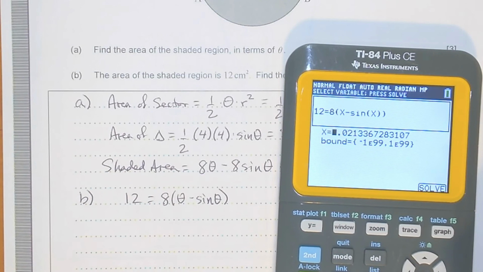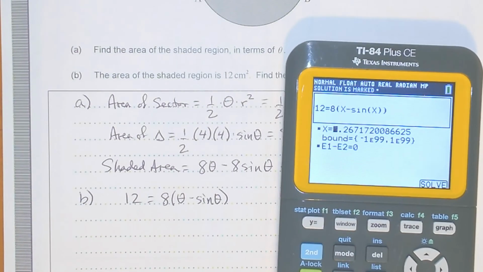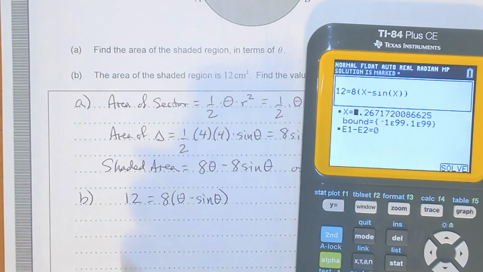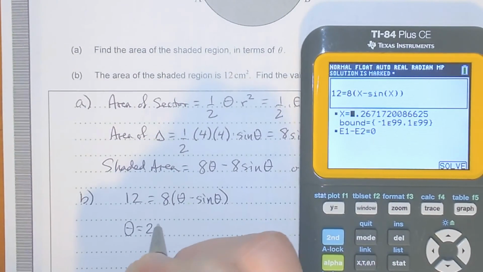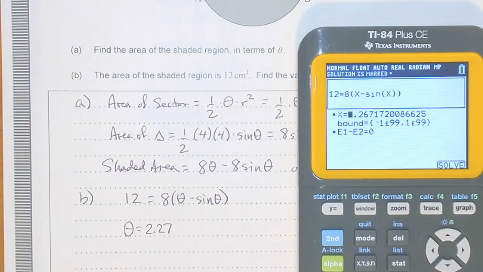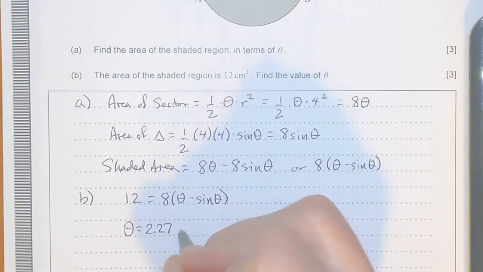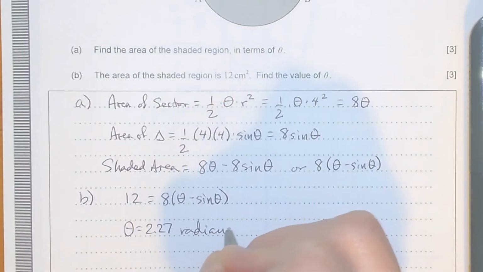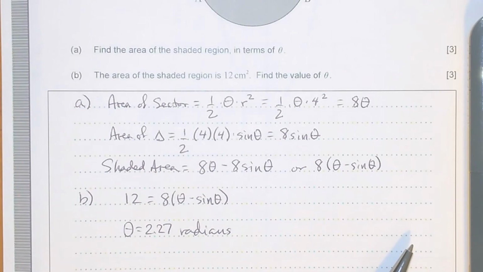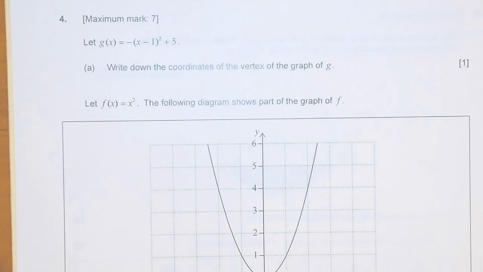I'll hit OK. The answer is between 0 and pi, which is about 3.14. So this is a good enough guess. This is not the answer. I need to hit the solve button right here to find the answer, and I get 2.27 to 3 significant figures. So I'll write theta equals 2.27, and I can just leave it like that. I'll go ahead and add radians. You don't have to. And that's all of problem number 3.